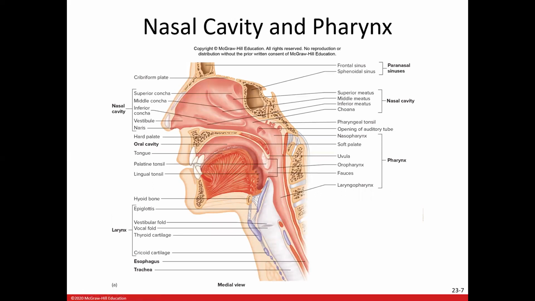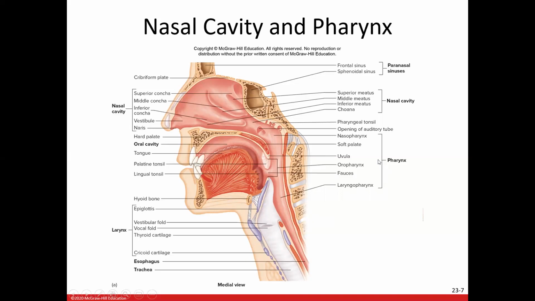So to point out some of those structures, we have a sagittal section here of an individual. Nasal cavity is the space inside the nose. It has all the different concha, the superior, middle, and inferior, as well as the nares, which is just the opening to the nasal cavity. Then you also have your choana, which is the area that leads to the pharynx.